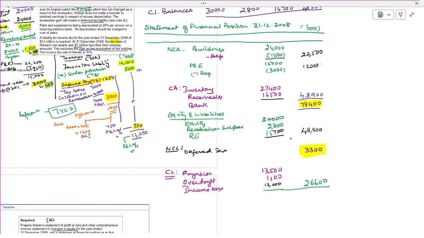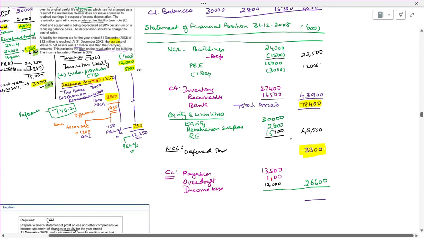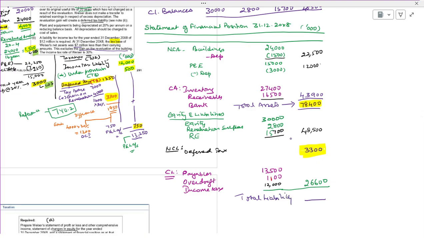Now what is the total? Total assets, total liabilities. Total equity and liabilities. How much? 78,400.